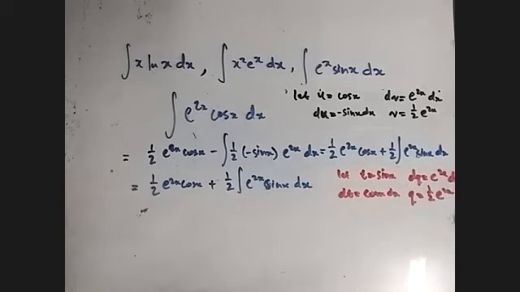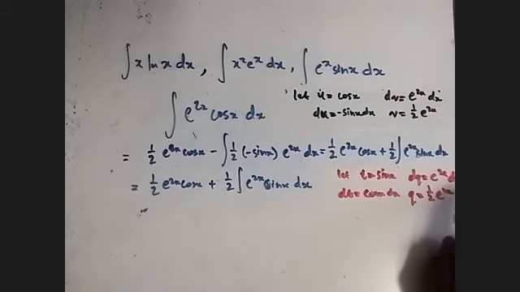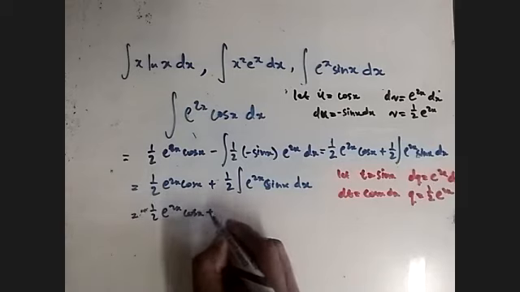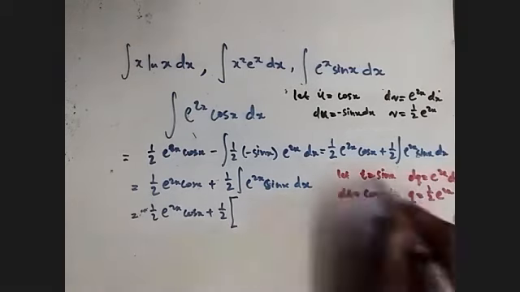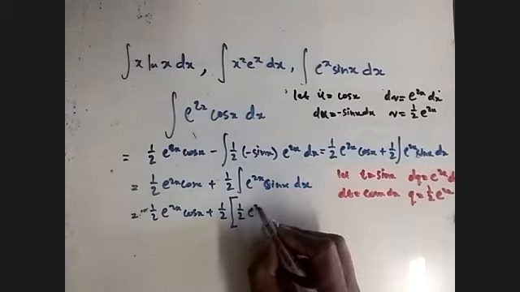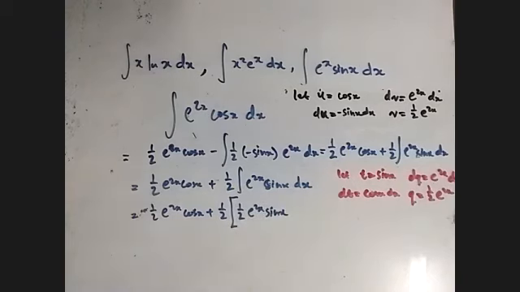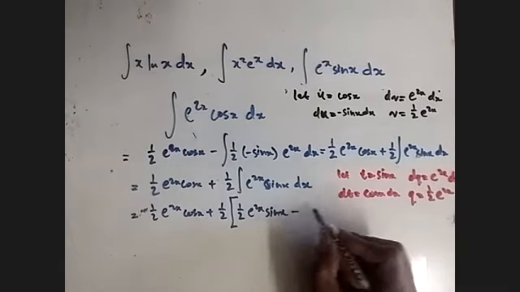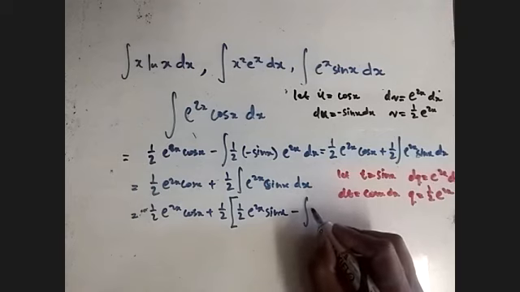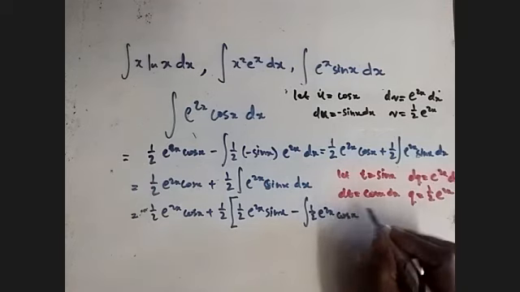My integration might be wrong, but it's fine, because the derivative of e to the 2x is just going to be 2 when you multiply it, giving 2x. So that's fine. So what we're going to have is 1/2 e to the 2x cos of x plus 1/2 times 1/2 e to the 2x sine x, because it's this and this. And then we're going to have minus the integral of this, which is v du, so we're going to have 1/2 e to the 2x cos of x dx.